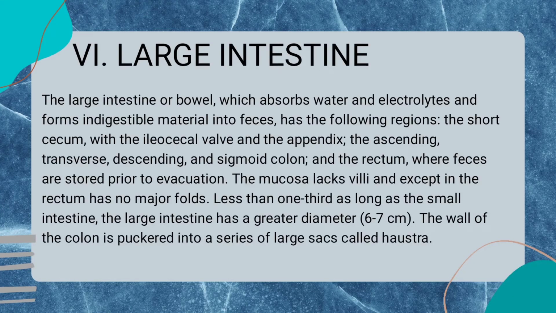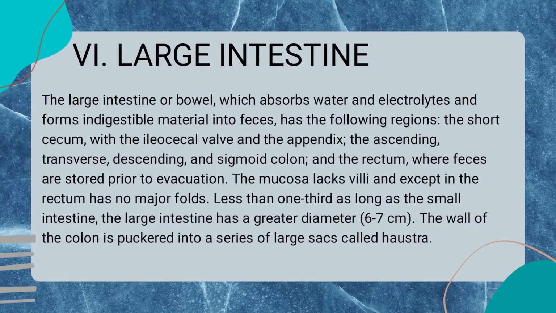The large intestine or bowel, which absorbs water and electrolytes and forms indigestible material into feces, has the following regions: the short cecum, which has the ileocecal valve and the appendix, the ascending, transverse, descending, and sigmoid colon, and the rectum, where feces are stored prior to evacuation. The mucosa lacks villi and, except in the rectum, has no major folds. Less than 1/3 as long as the small intestine, the large intestine has a greater diameter, 6 to 7 cm. The wall of the colon is broken into a series of large sacs called haustra.